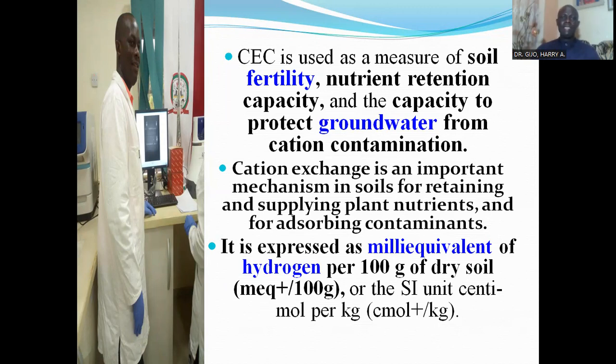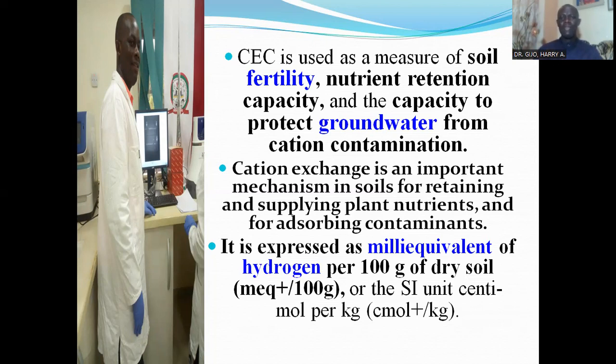Cation exchange capacity is used as a measure of soil fertility, nutrient retention capacity, and the capacity to protect groundwater from cation contamination. Soil fertility is enhanced by the cation exchange capacity of the soil because the nutrients that plants require to grow must be retained. And it is because of this chemical property, cation exchange capacity, that these soil nutrients are made available.